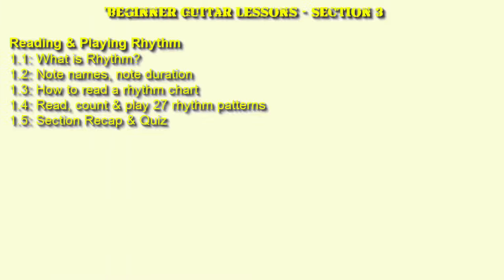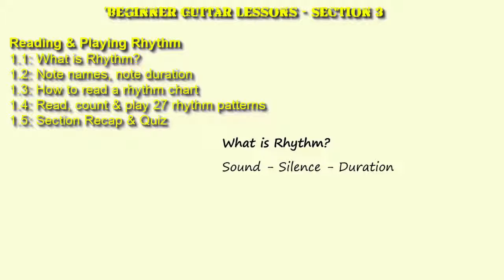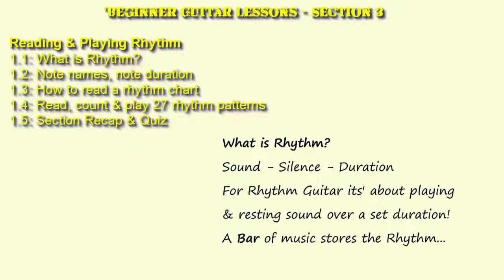We're going to look at what is rhythm in this particular lesson, have some examples. So rhythm is sound and it's silence and the length of the sound or the silence. So basically for rhythm guitar, it's about playing and resting sound over a set duration.